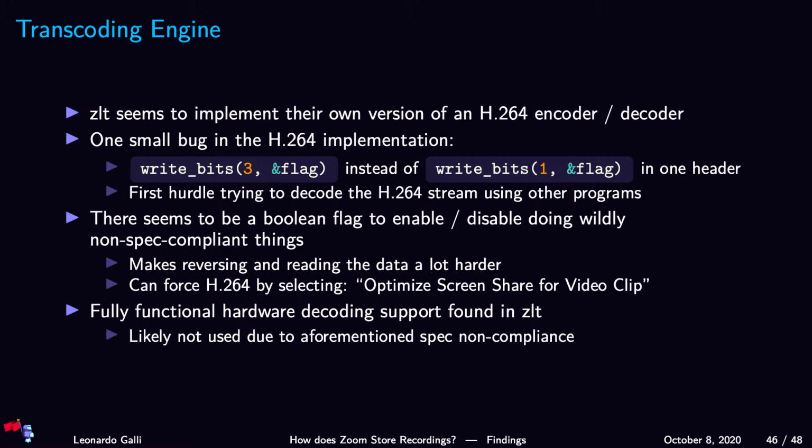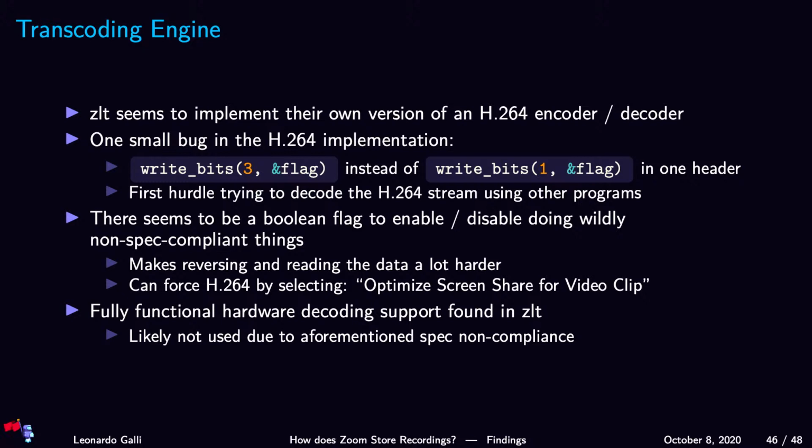Yeah, there's also a Boolean flag that basically just enables or disables certain functions which do completely different things than the spec suggests you should be doing, which I find very weird. So if you want to have actual H.264, you can disable the switch by selecting optimize screen share for a video clip, and then basically you have normal H.264.